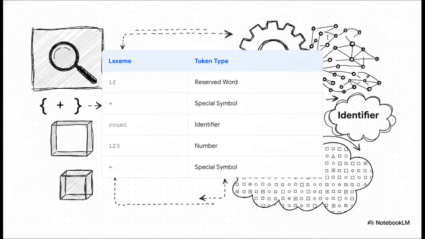In this table here, it lays it all out perfectly. On the left, you've got the specific text, the lexeme, and on the right, you've got its general purpose, its token type. This separation is like a fundamental concept in how computers are able to understand code.